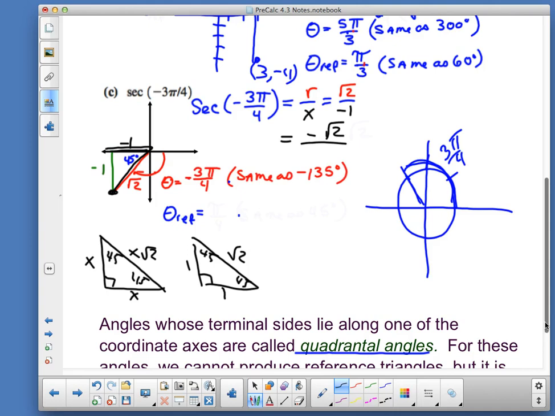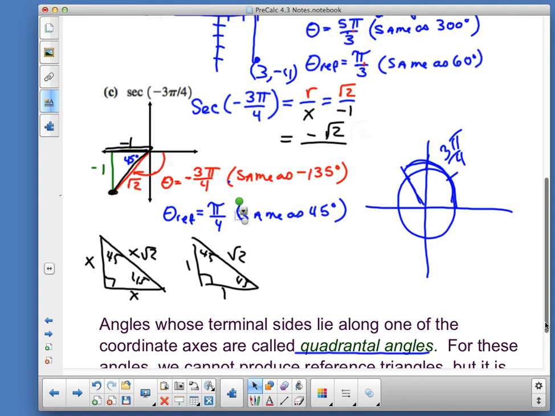Now, negative 3 pi over 4 is the same as negative 135. You have that idea, but also the reference angle we talked about is going to be 45 degrees, which is pi over 4. Are you okay with pi over 4 versus 45 degrees? Are there any questions on the reference triangle and the connection of pi over 4s or 45s, or anything up to that point?